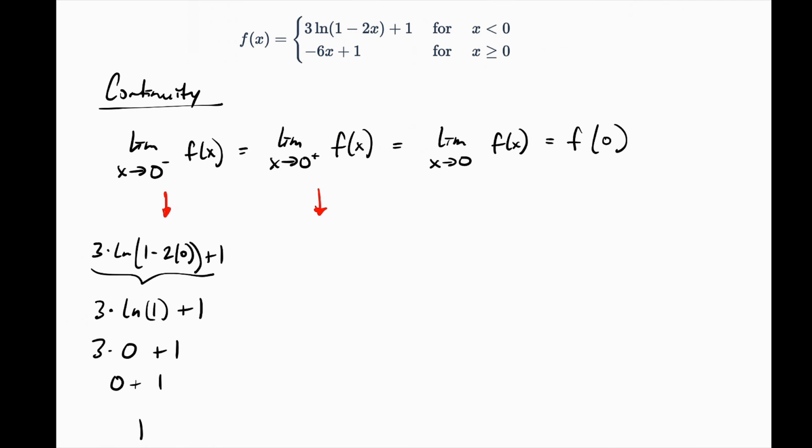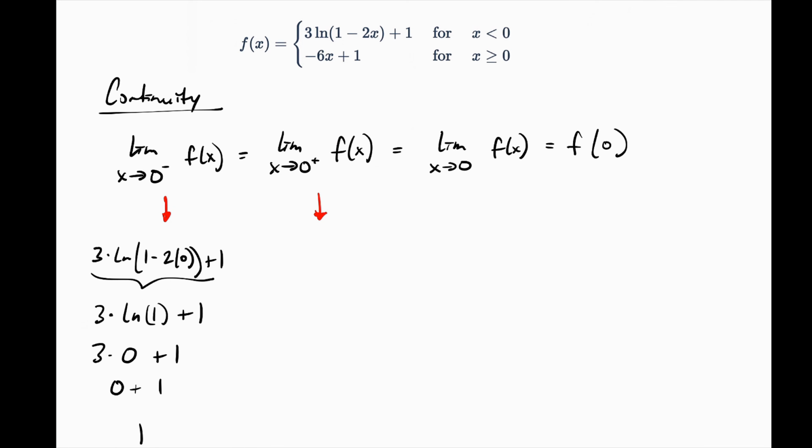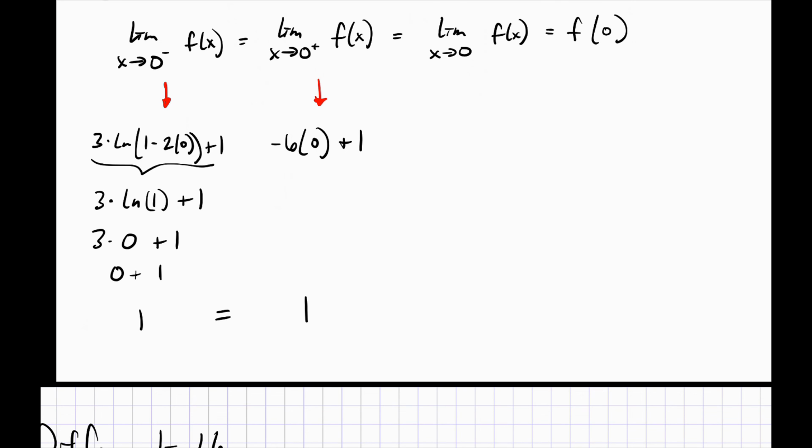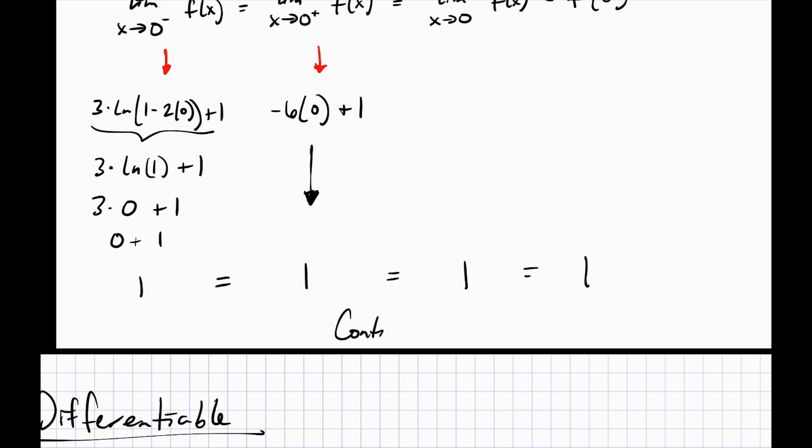Okay, this guy here, plug in 0 there, I get negative 6 times 0 plus 1. That's just 1. Okay, so that means this guy is going to be equal to 1, which means this guy is going to be equal to 1. Continuous at x equals 0. Okay.